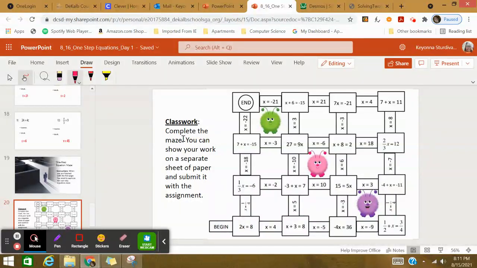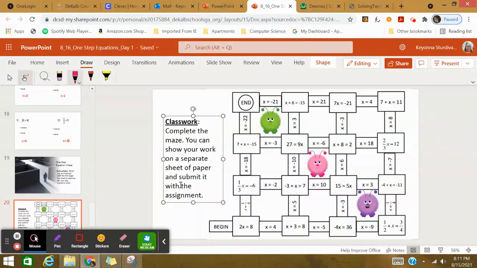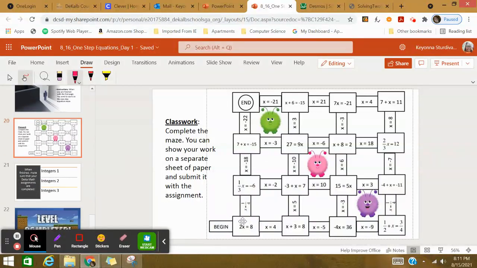So please remember that even if you are starting at the beginning and you're trying to get all the way to the finish line, you need to show your work on a separate sheet of paper and submit it. So if you are doing it on paper, you're going to pretty much almost solve each of these equations to figure out what direction to go. And if you're doing it online, you can still show your work either by adding new slides or you can literally complete it on a separate sheet of paper.